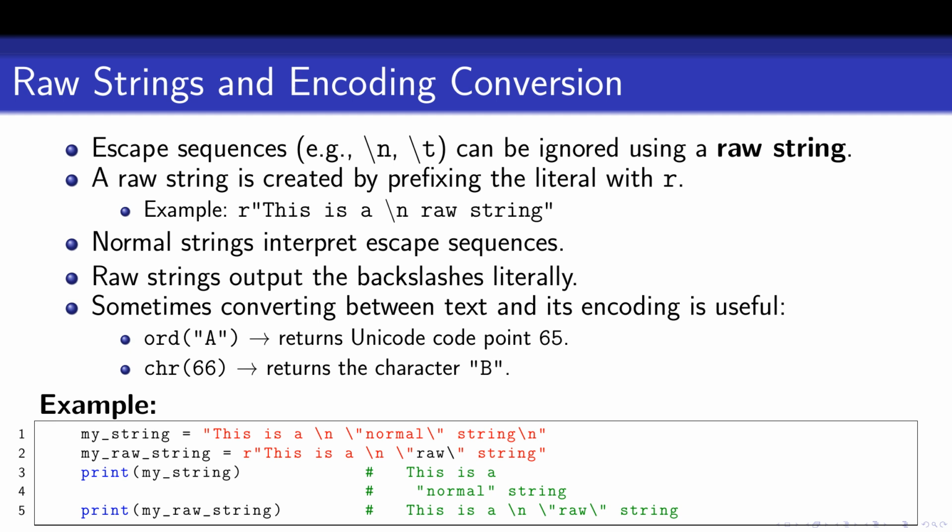In addition, Python provides functions to move between text and its encoded numeric representation. The ord function takes a single character and returns its Unicode code point, while chr takes an integer code point and returns the corresponding character. Together, these features give you flexibility in handling text. You can display it normally, ignore formatting sequences when needed, or work directly with its encoded values.